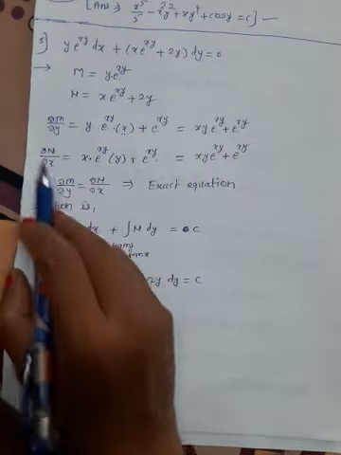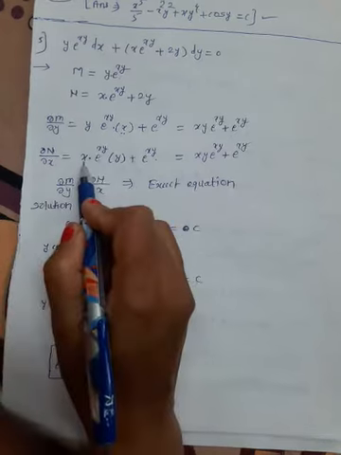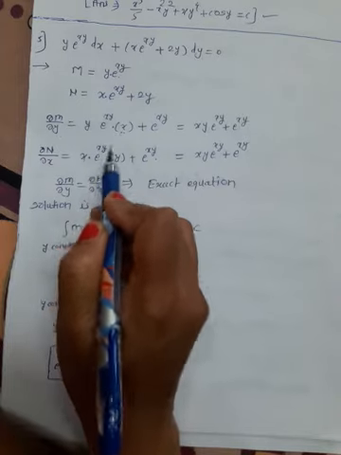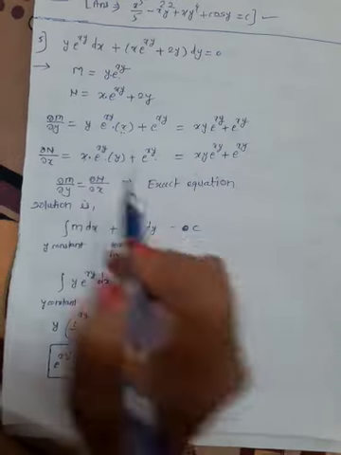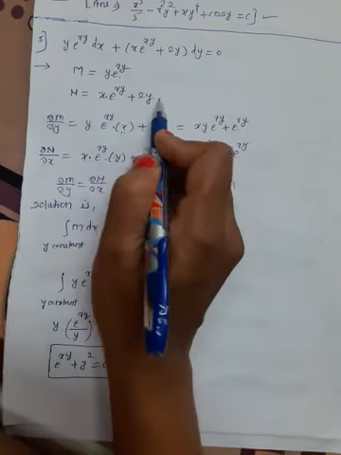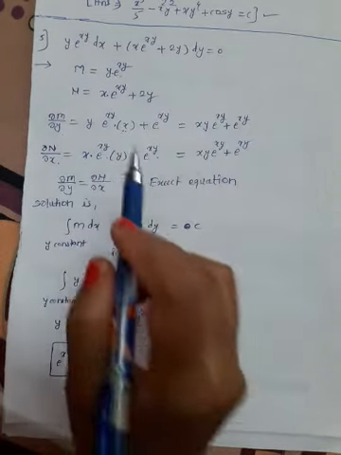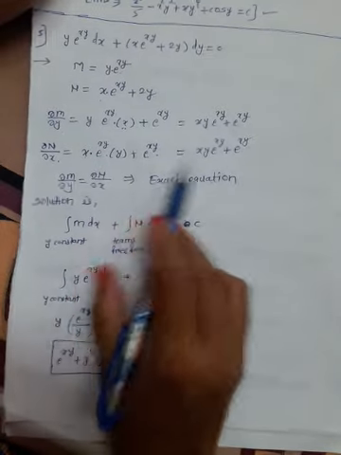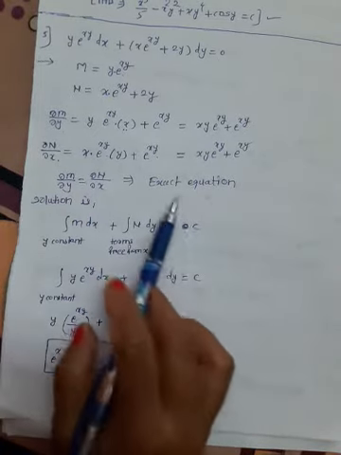Now we have to take the derivative of N with respect to x. Again we use the product rule. u, which is x, into the derivative of e^(xy) with respect to x, which is e^(xy) times the derivative of xy with respect to x, that is y, since y is a constant. Plus e^(xy) into the derivative of x, which is 1, and the derivative of 2y with respect to x is 0, since it is a constant. Therefore it becomes x y e^(xy) plus e^(xy). If you observe, these two are the same. Therefore the given differential equation is an exact differential equation.